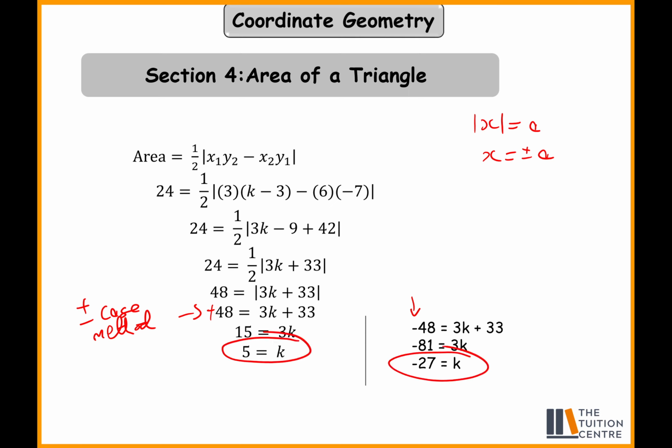And if you go back to the start and try it out, you will of course find that you do get the area of the triangle to be 24 square units. Okay, I hope that makes sense.